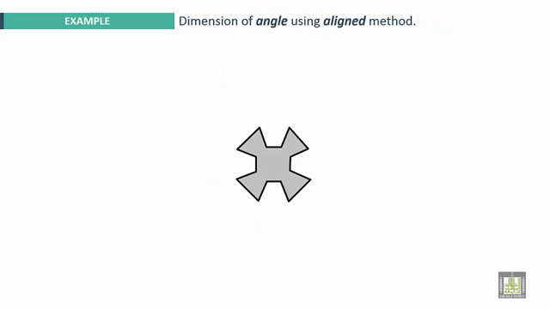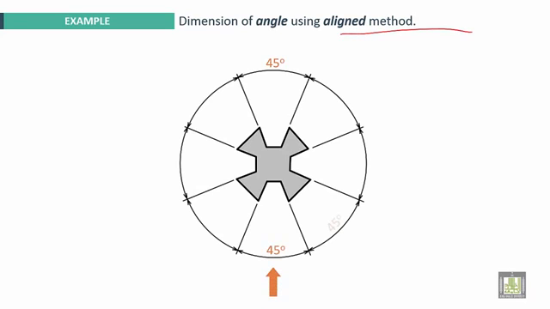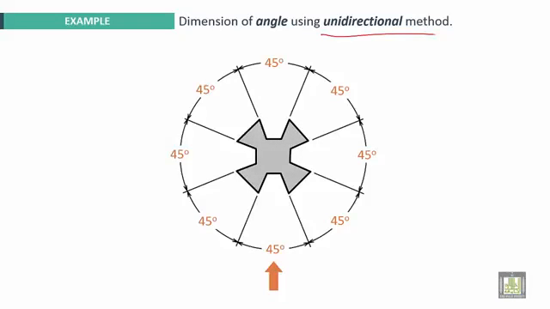This is another example for the aligned method. Okay, this is the aligned method. And this is another example for the unidirectional method. Okay, all numbers are in horizontal direction.